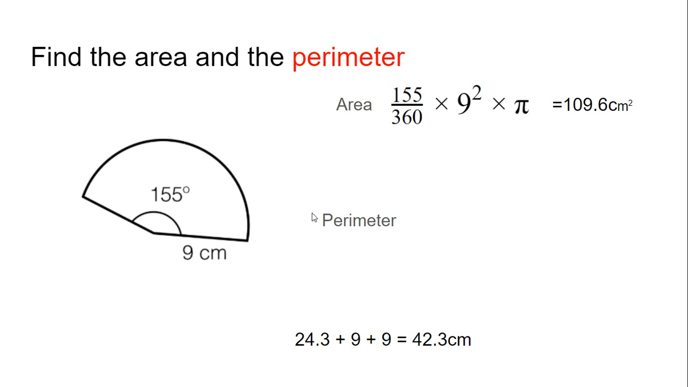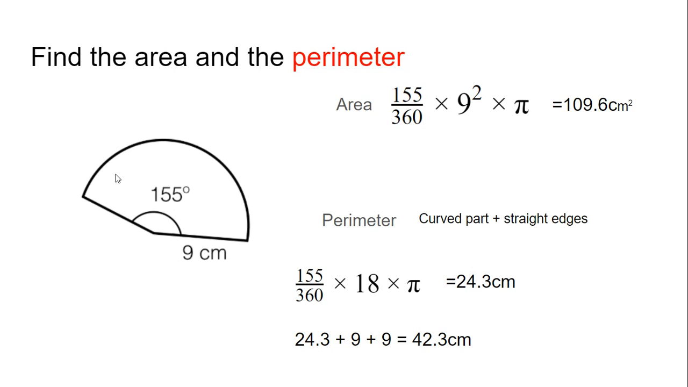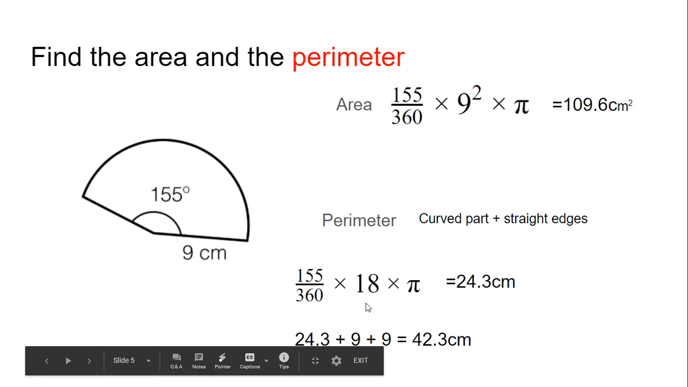Now I said perimeter. Perimeter is the whole outside, so it's the curved part, which was the arc, plus the 2 straight edges. So you have to do 2 things and add them together. The curved part, again the same fraction, is going to be 155 over 360 times pi times diameter. So the curved part has a length of 24.3 centimeters, but that's just the arc. For the total perimeter, I've got to add on these 2 straight edges, which are radiuses. So it's going to be 24.3, the curved part, plus 9 for the 2 radii, and the total perimeter will be 42.3 centimeters.